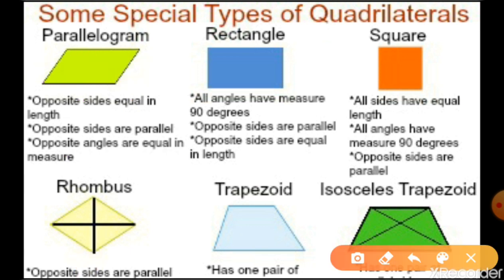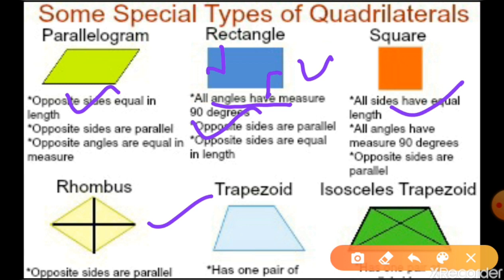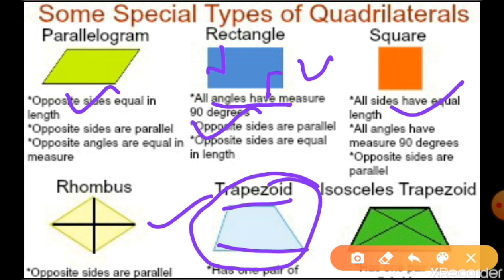Now move to the rectangle, on the basis of angle, side and diagonal. On the basis of angles, you can see that all the angles are 90 degrees, and the opposite sides are parallel. In all of these cases the opposite sides are parallel, while in the case of a trapezium only one pair of opposite sides is parallel.